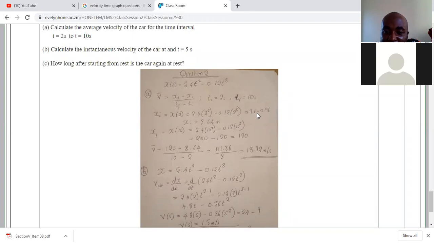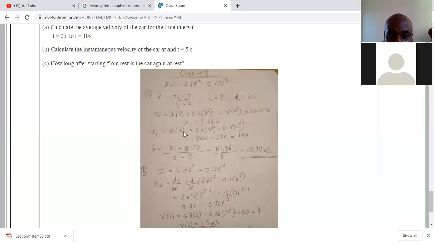So 9.6 minus, when you work this out, 2 to the power 3 is 8. If you are scared of 2 to the power 3, you just say 0.12 times 2 times 2 times 2, multiplying the 2 three times. You get 0.96. So 9.6 minus 0.96 will give us 8.64 meters. That's all. So x initial equals x at time 2, so that we substitute in that function everywhere there's t.